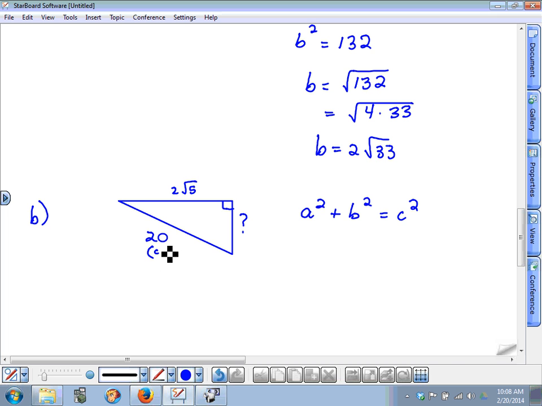Now, 20, that's c, isn't it? Yes. What are we going to call 2 root 5? A. We call that a. So we're searching for b. Now watch carefully how I write this. I want you guys to write it the exact same way so you don't get into some bad habits. What is a squared? It's parenthesis 2 square roots of 5 to the second power. Put it in parentheses. We don't know what b is. We're going to leave that as b squared. C squared is 20 squared.